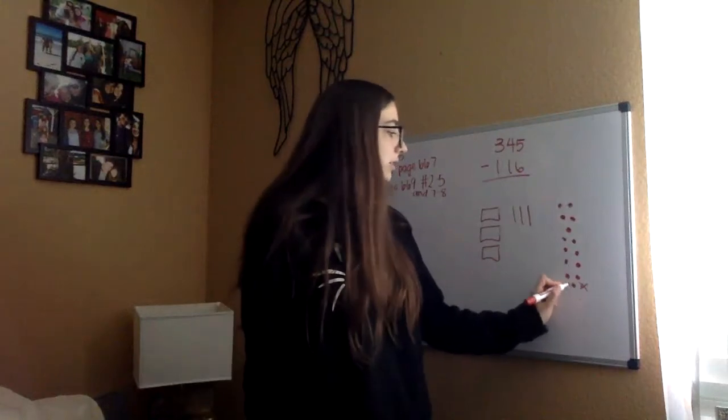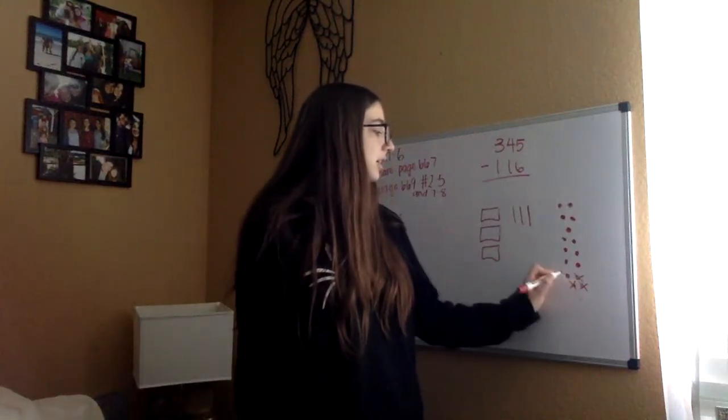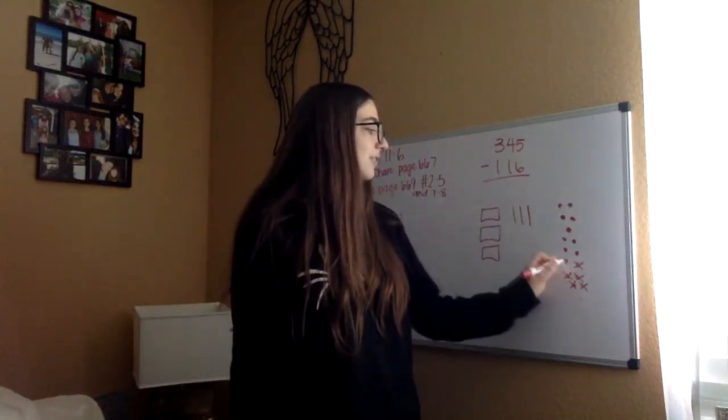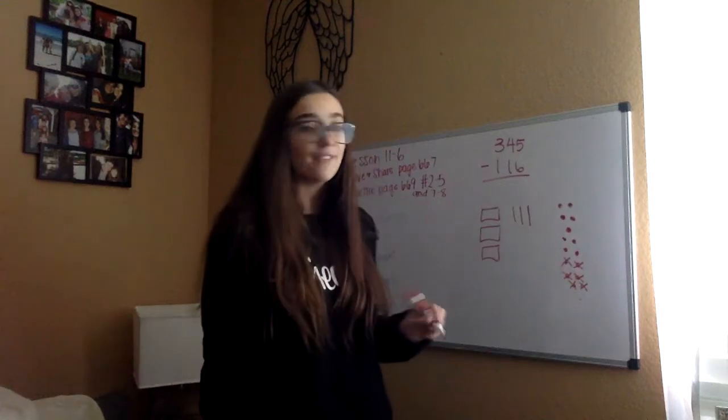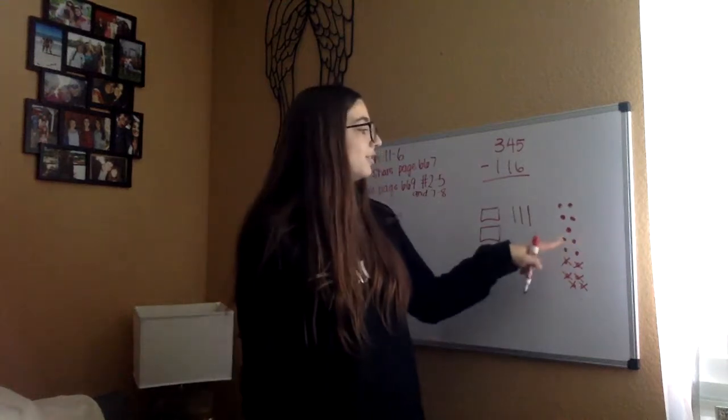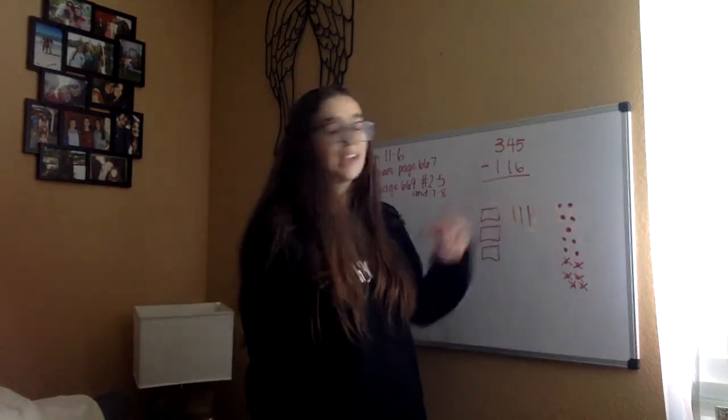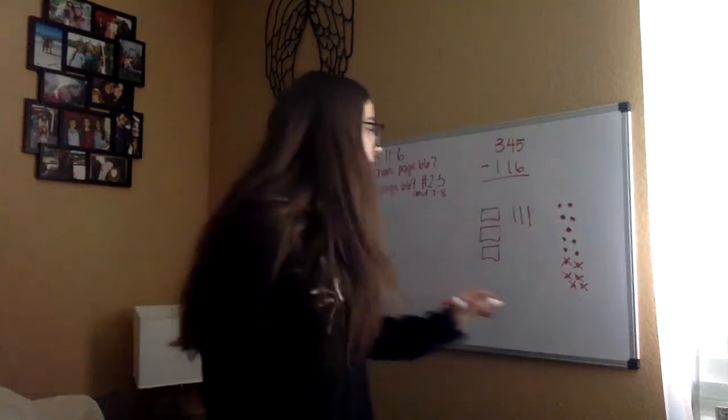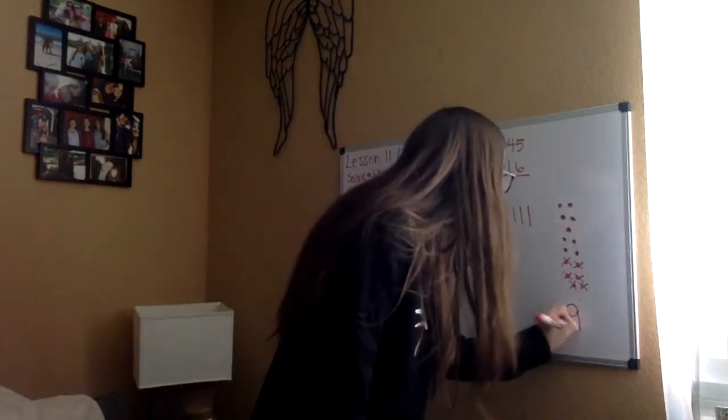1, 2, 3, 4, 5, 6. And I'll count how many I have left over. 1, 2, 3, 4, 5, 6, 7, 8, 9. I get 9 left over. So I have 9 in my ones place.